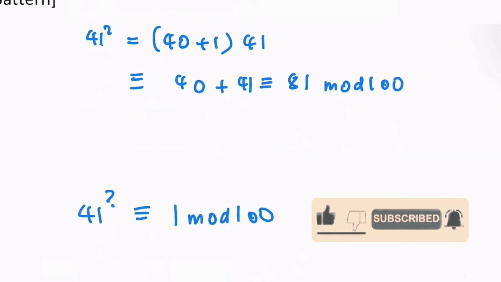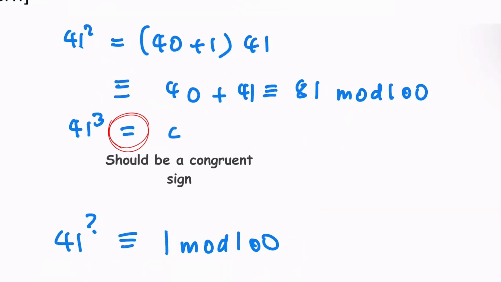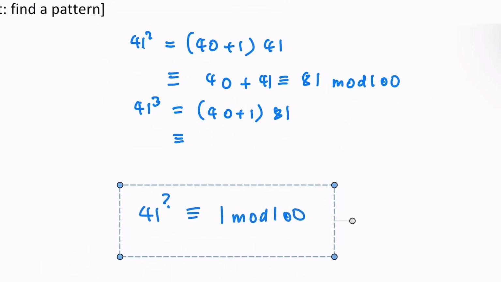So we just need to repeat this step over and over again until we eventually find the 1. So 41 cubed, right? I'll leave this to you to try. Notice the pattern emerging. The concept is the same. You just take 40 plus 1 times the previous one, which is 81. Just keep doing this until eventually you find something that gives you 1 mod 100.